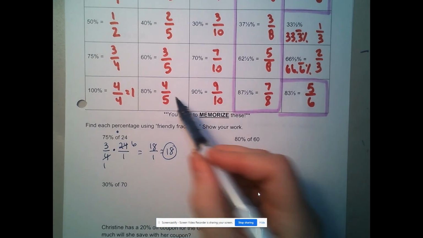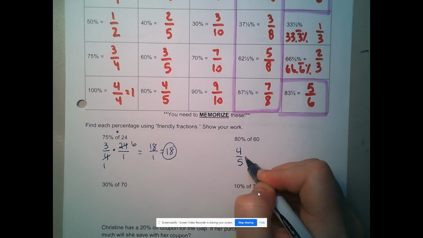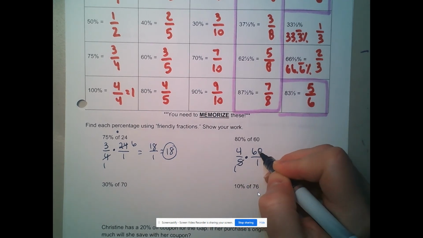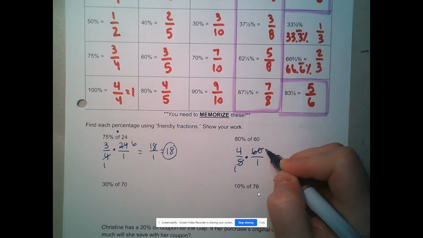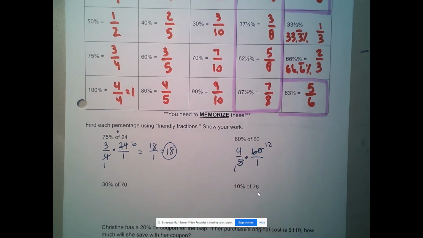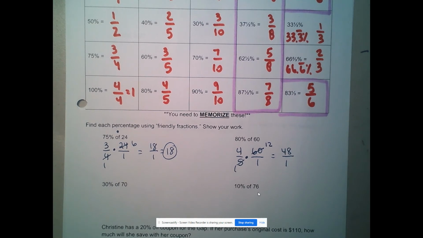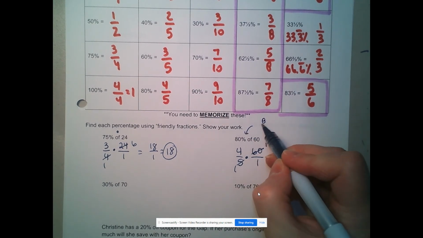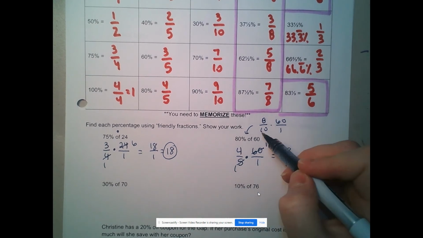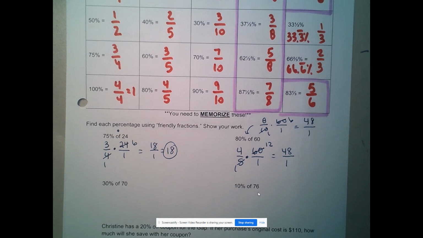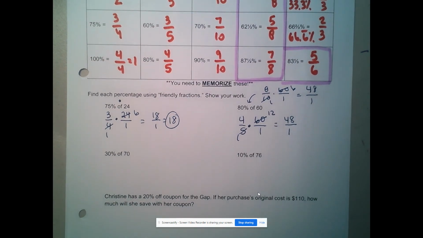So 80%, which is 4/5, and instead of the of, we're going to change it to multiplication, times 60 over 1. So the 5 and the 60 I can simplify. 5 divided by 5 is 1. 60 divided by 5 is 12. So 4 times 12 is going to be 48 over 1. What's funny, on my paper, I actually wrote 80% as 8/10 times 60 over 1. And you will notice you are going to get the exact same answer. So if you thought of 80% ends in a 0 and you thought, ooh, it's got to be one of those tenths, that would work too.